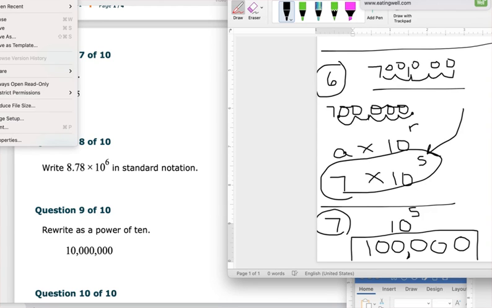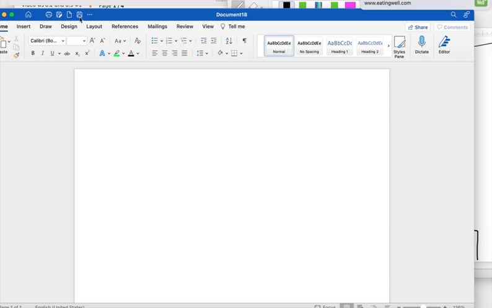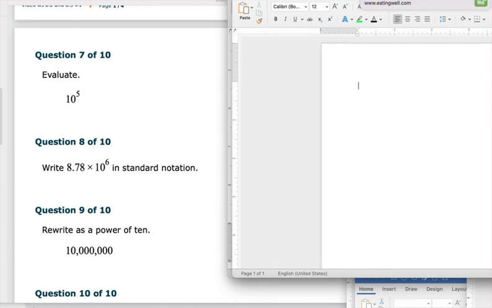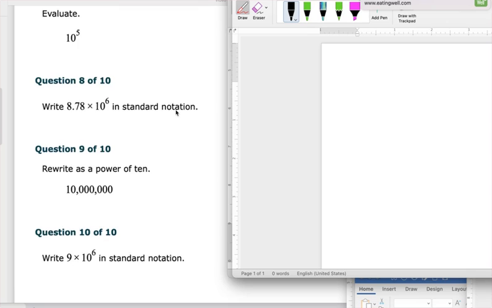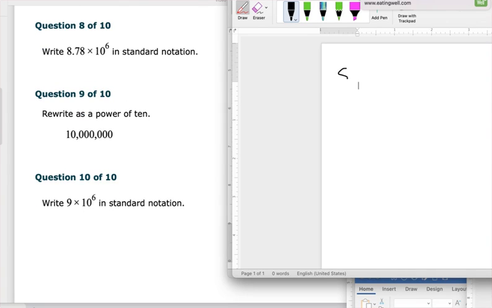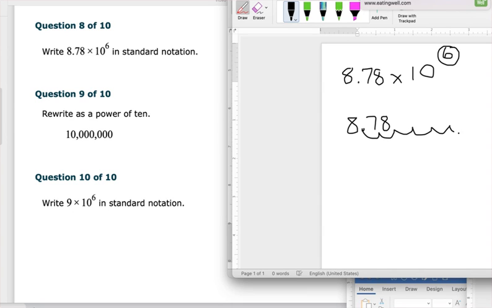Okay, so now we're going to go over here, get a new document. Okay, and we're on question number 8. Write 8.78 times 10 to the 6th. Okay, now 8.78 is what we're starting with, and the 10 to the 6th tells us that we're going to move the decimal place 6 places to the right. So here's our decimal. 1, 2, 3, 4, 5, 6.